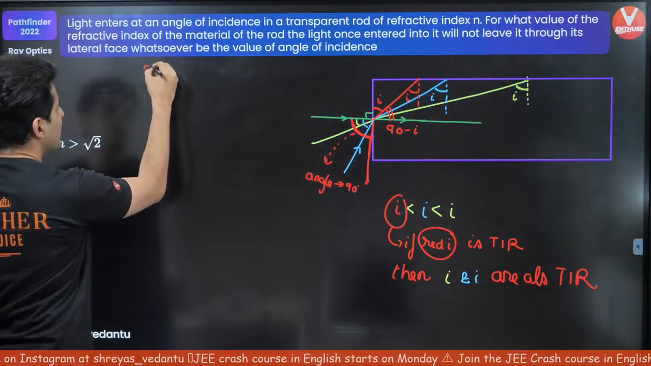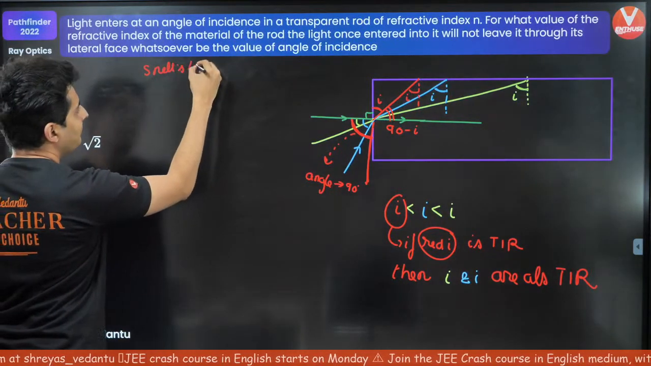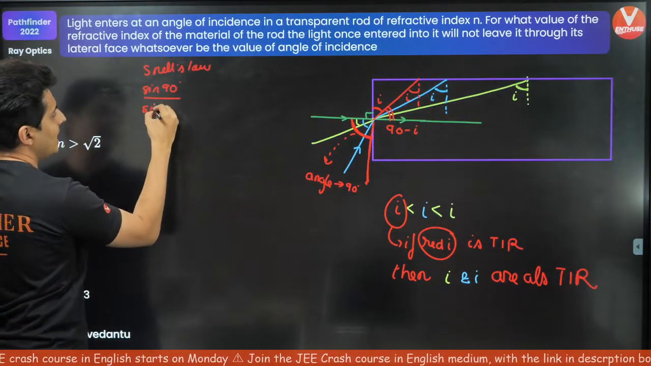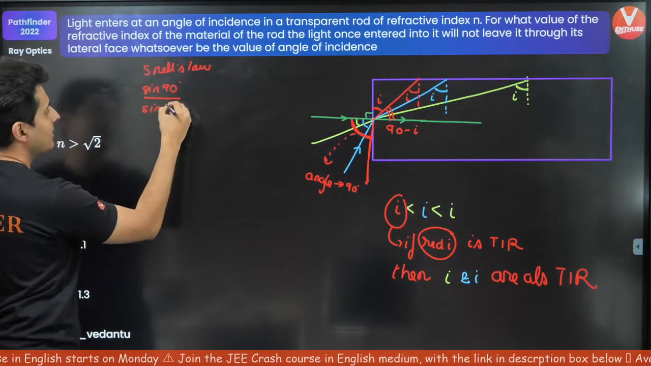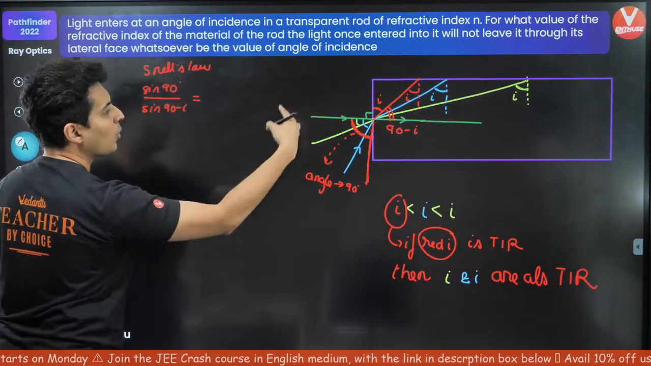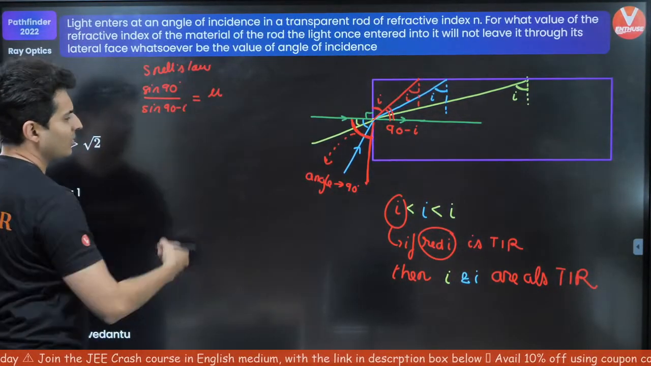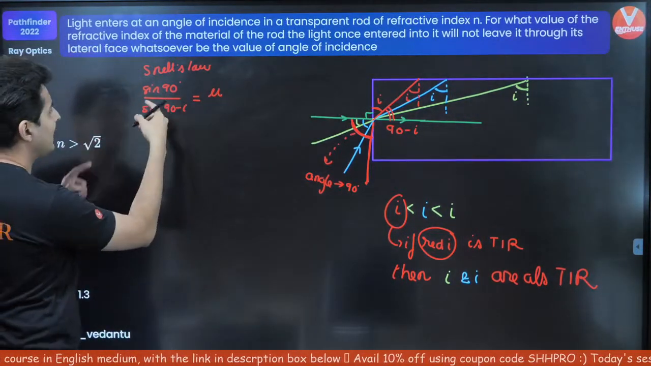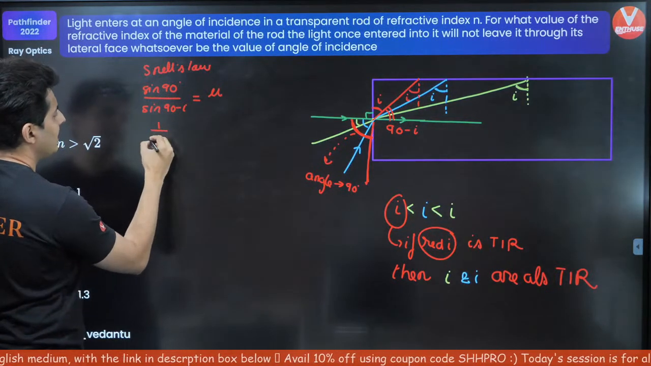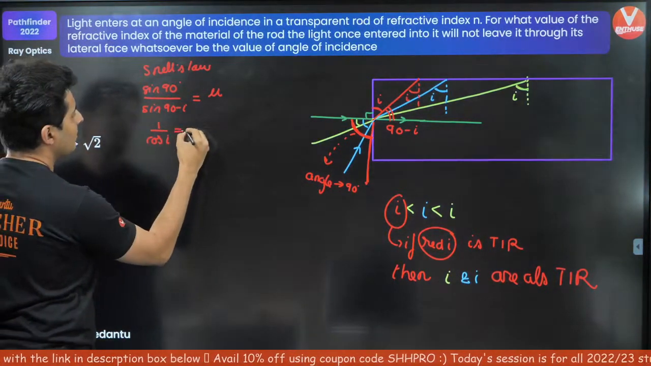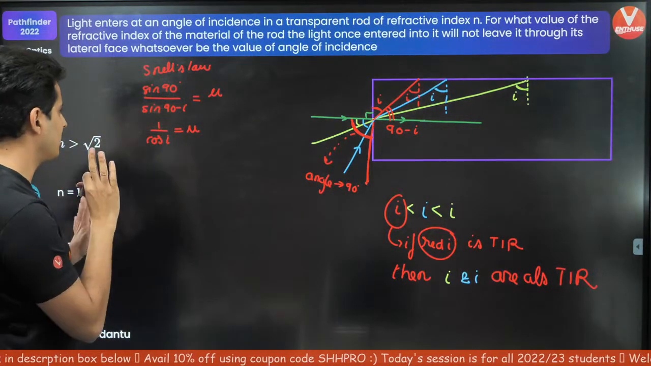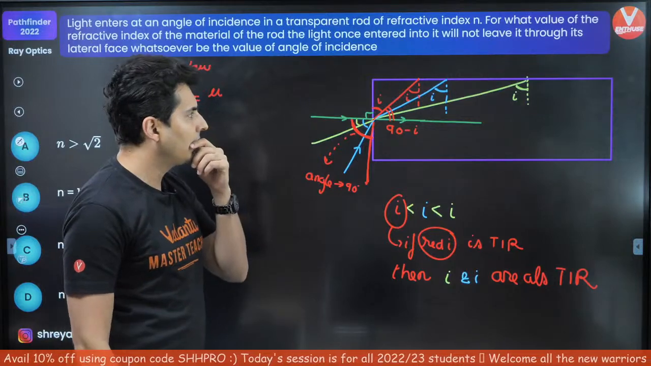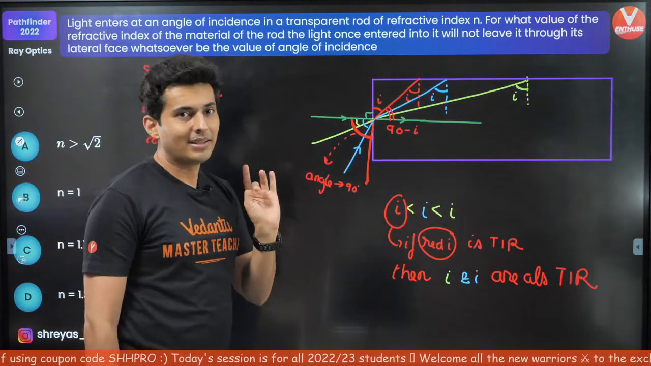See, what do you get? Using Snell's law, I will get sine of 90 degrees upon sine of the refracted angle, which is 90 minus i, is equal to mu, the refractive index. Sin i by sin r is mu. Now, sine 90 is 1. Sine of 90 minus i is cos i, so cos i is equal to mu. Now, what is cos i? I don't know that, but I know one thing.